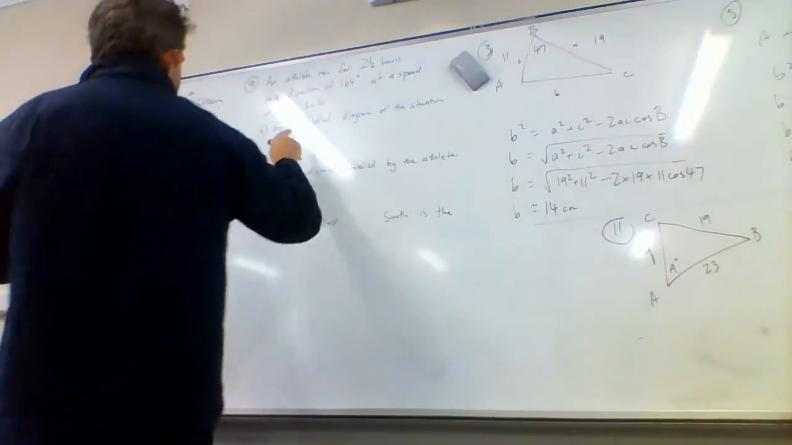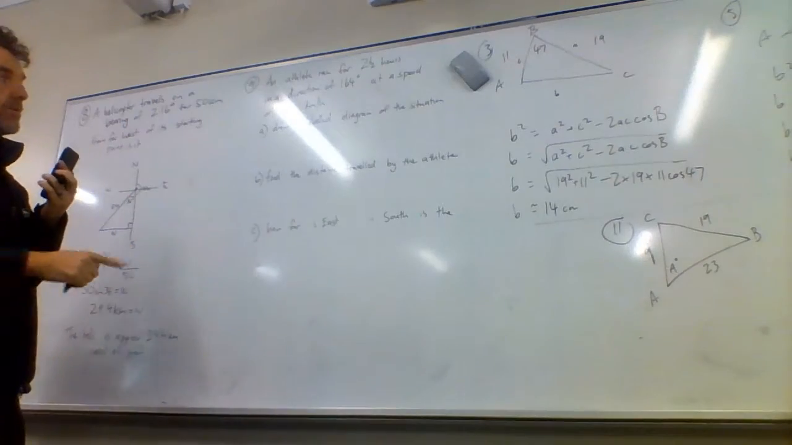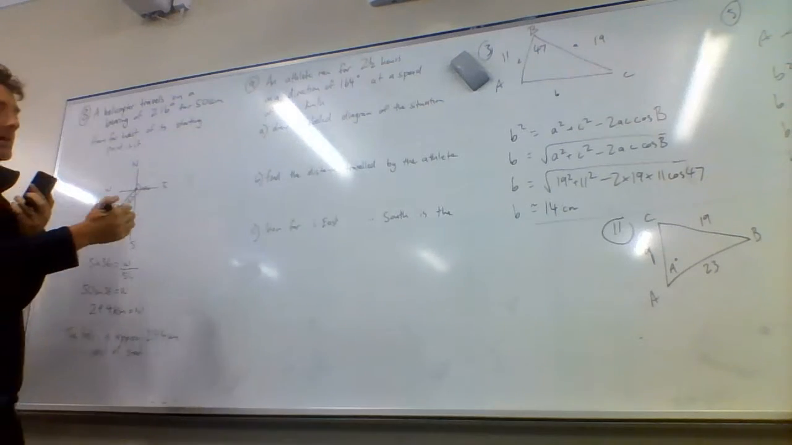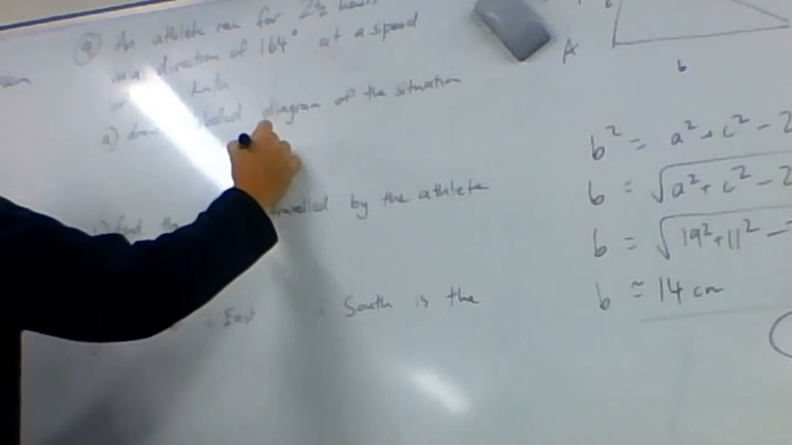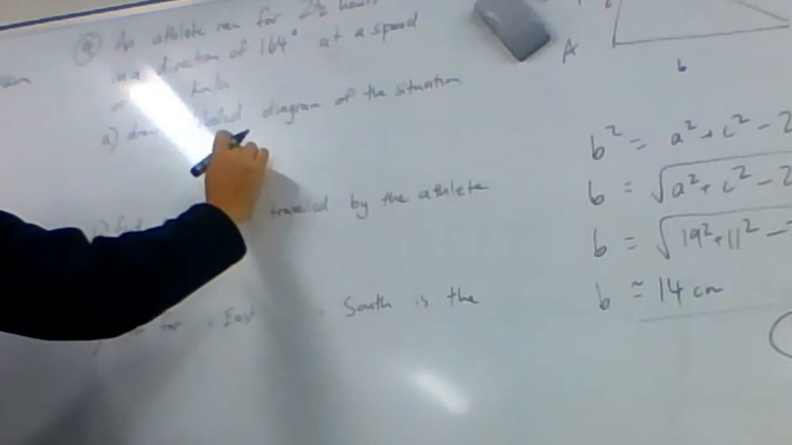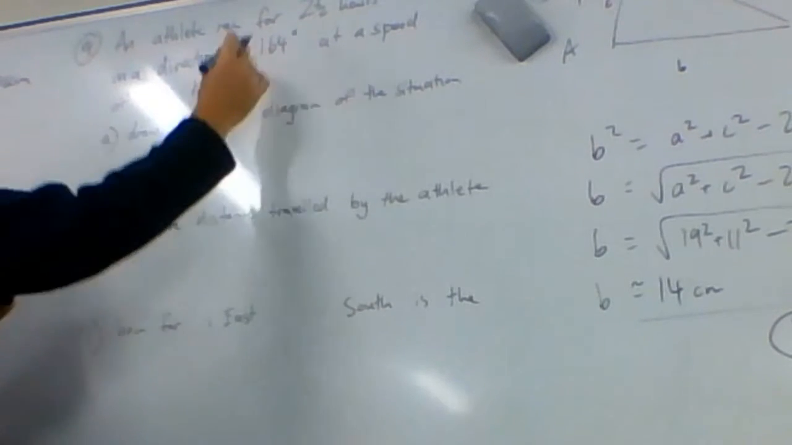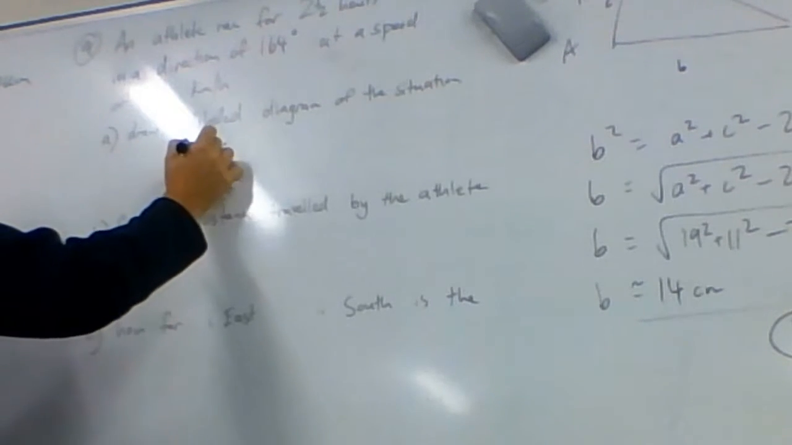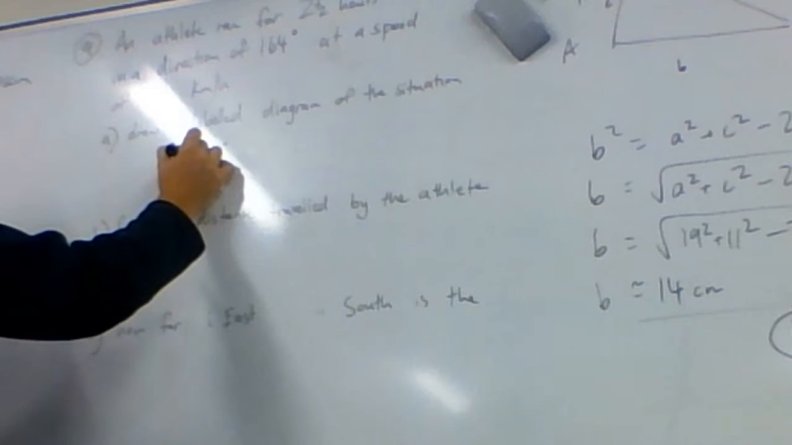Okay, draw a labelled diagram of the situation. We're going to do the same thing we did here. I'm going to draw a point where they started from. They're going to be going approximately heading in a sort of southerly direction because it's a number between 90 and 180. It's going to be going down.